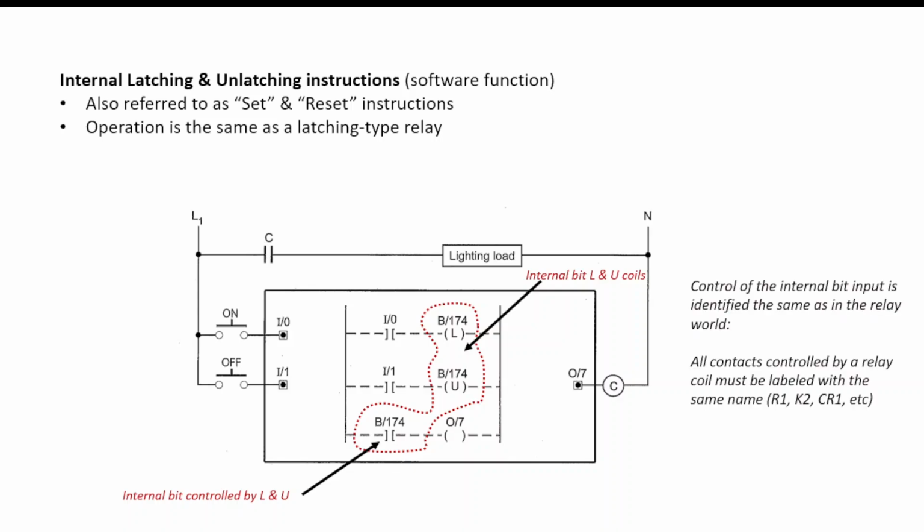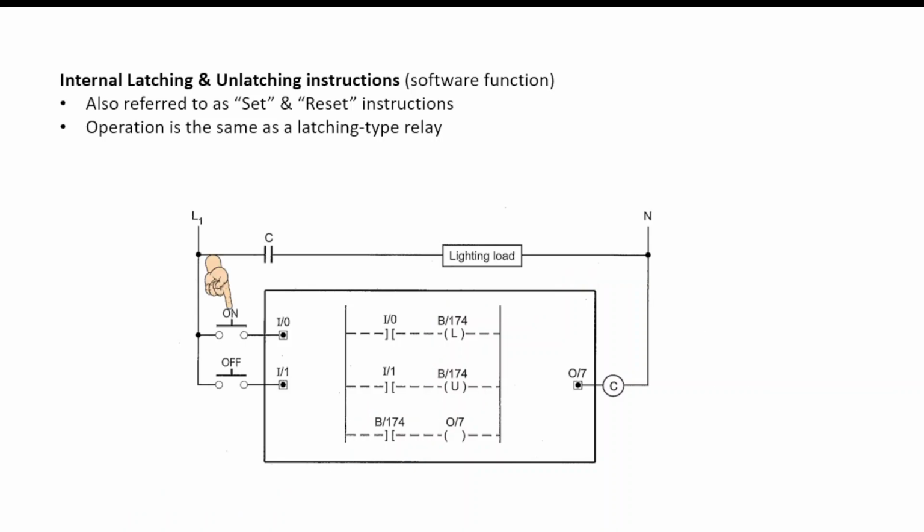Control of the internal bit input is identified the same as in the relay world. All contacts controlled by a relay coil must be labeled with the same name. So R1, K2, CR1, things like that. So let's press the on button. That makes input 0 go true, which then results in the latch coil going on. Now that's going to cause B174, the internal bit that's controlled by it, to go true, which causes output 7 to go on, which causes the contactor to energize, the contact to close, and the lighting load to turn on.